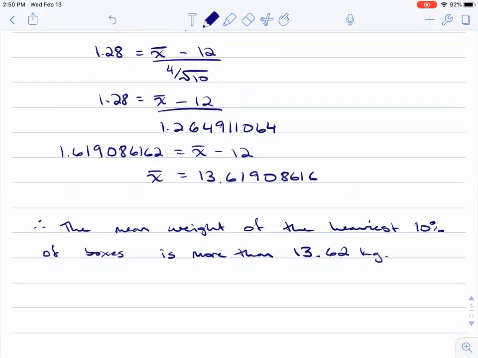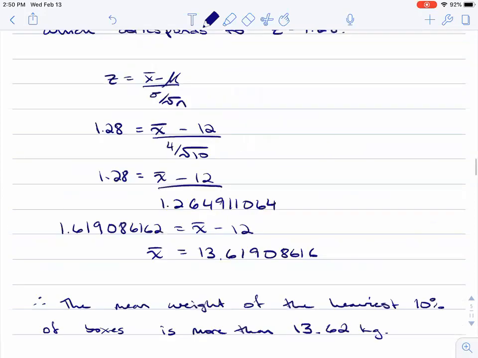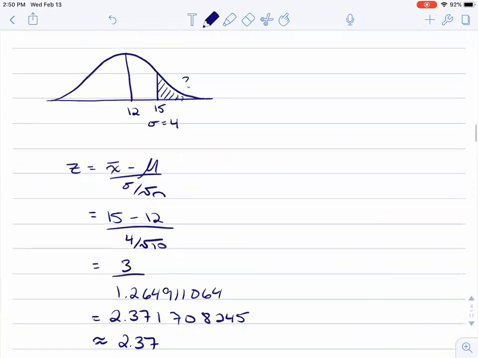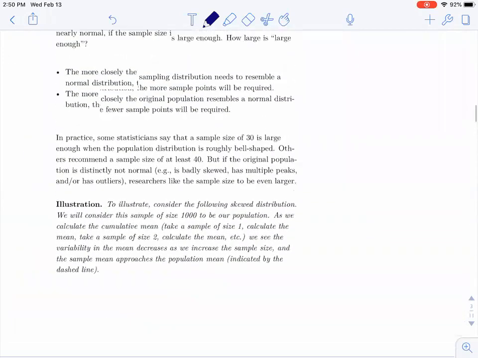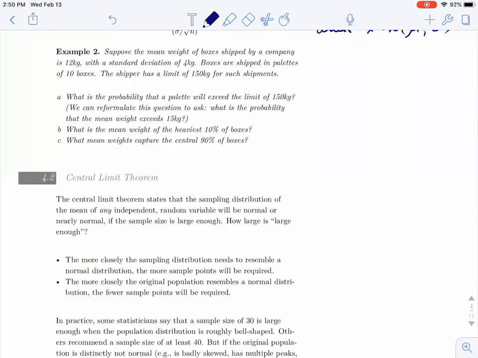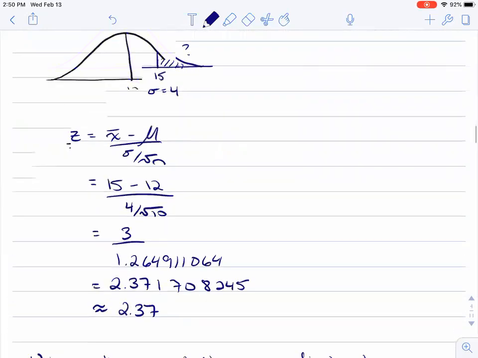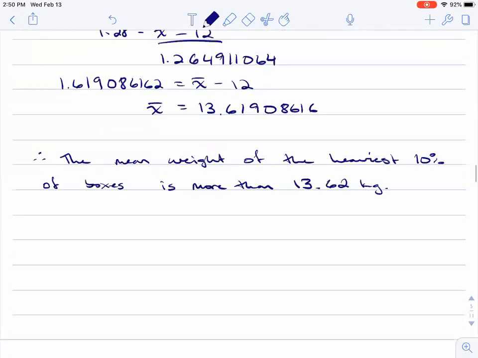Any questions about that one? C. What mean weights capture the central 90% of boxes? So you've seen this question before, but now we're talking about the means. What means capture the central 90%? So you had to do this on the test or a version of it.